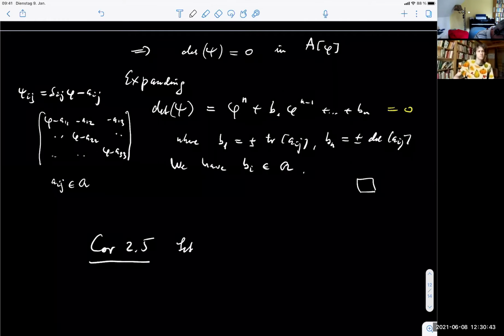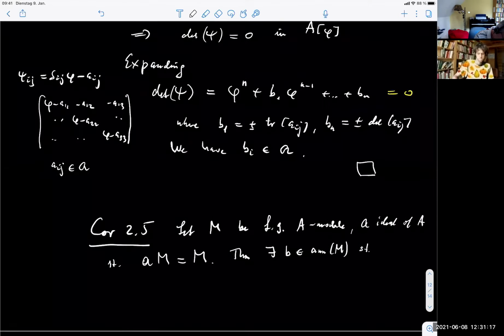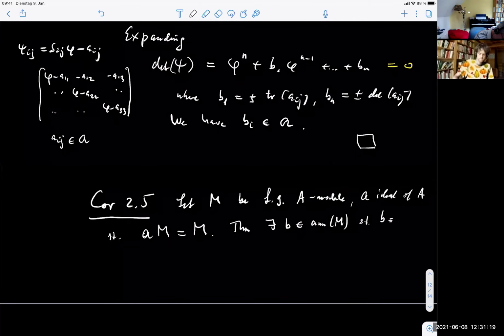Let M be a finitely generated A-module. Let A be an ideal of A such that AM, this submodule of M, equals M. Then the statement is: there exists a D in the annihilator of the module M with the property that D is congruent to 1 modulo the ideal.